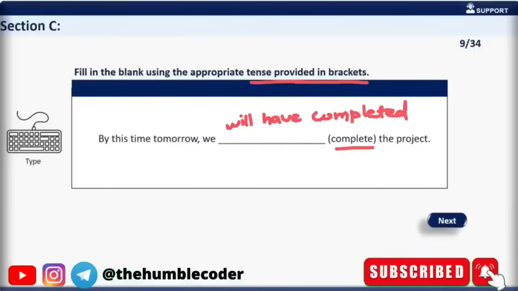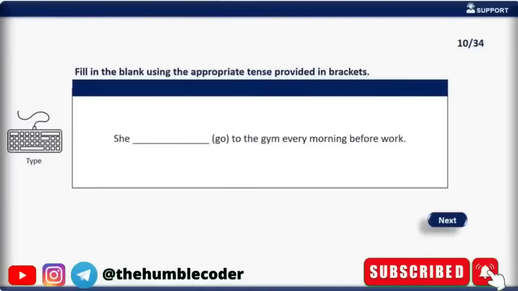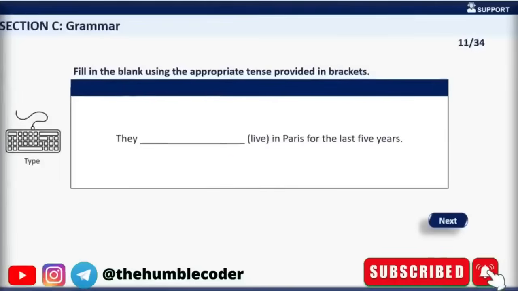Okay, moving on to the next question. She dash to the gym every morning before work. So the correct answer in this case is going to be, she goes to the gym every morning before work. Let's move on to the next question now. They dash in Paris for the last 5 years. So we have the word live and we have to use the correct tense of it. So in this case, the correct answer will be, they have been living. Okay, they have been living in Paris for the last 5 years.